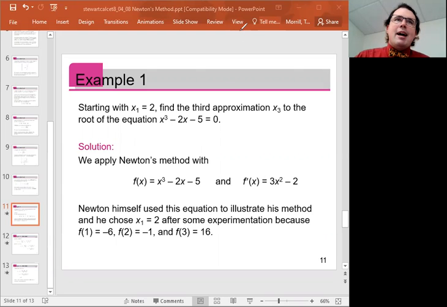Now, is that even a good guess? Well, I would have 8 for x cubed. I would be subtracting 4 for 2x. I'd be subtracting 5. I get -1. Well, in the grand scheme of things, -1 is pretty close to 0. So sure, why not? That seems like a fine guess.